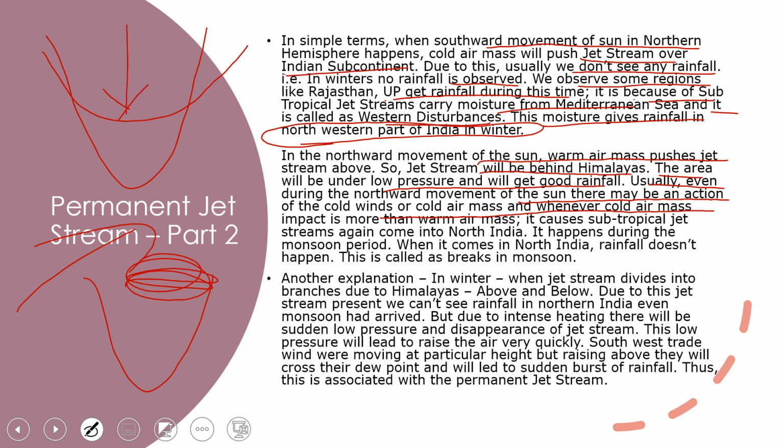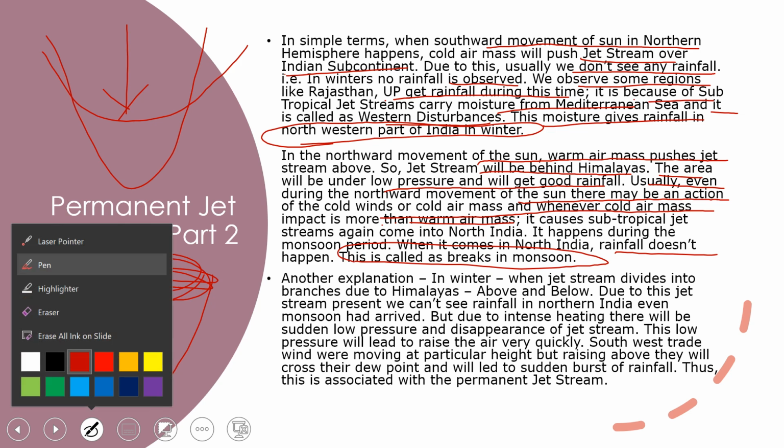Usually even during the northward movement of the sun, there may be an action of cold wind or cold air mass, and whenever cold air mass impact is more, then warm air mass impact will be less. When the warm air mass impact is less, then you will get less rainfall, okay. So it happens during the monsoon period. When it comes to North India, rainfall does not happen. This is called breaks in monsoon.